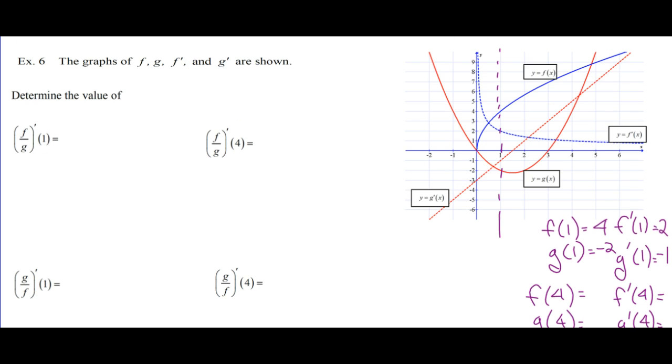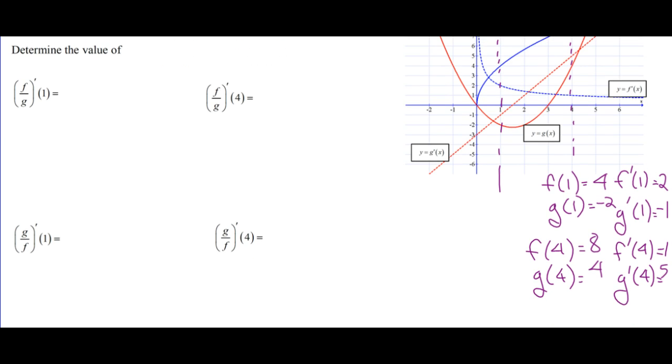And we do the same thing here, right? What's f of 4? F of 4 is 8. F prime of 4 is 1. G of 4 is 4. And g prime of 4 is 5.